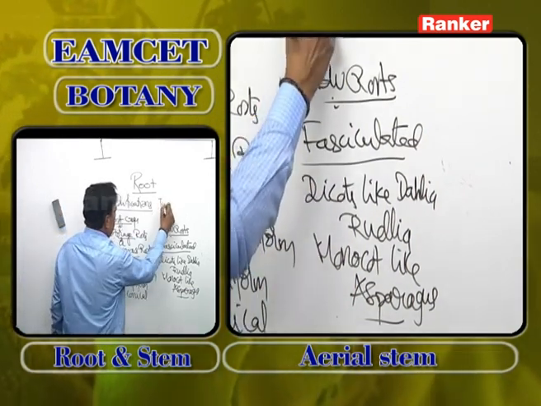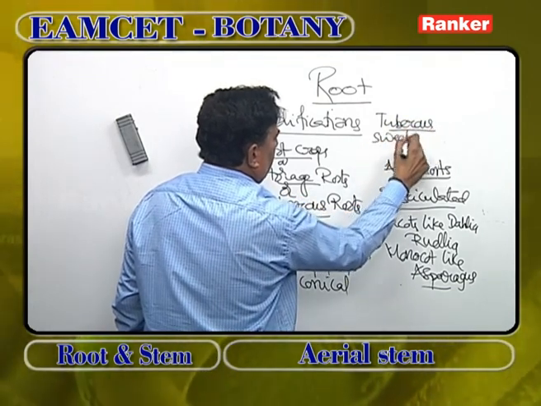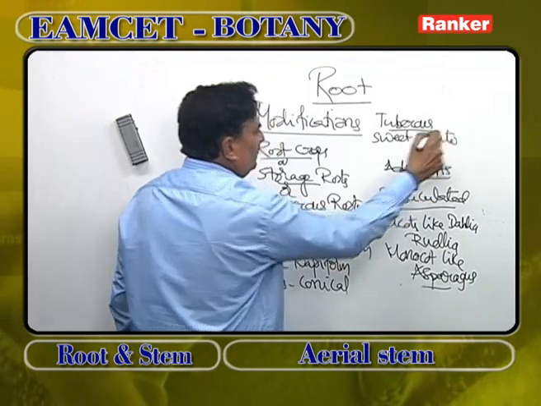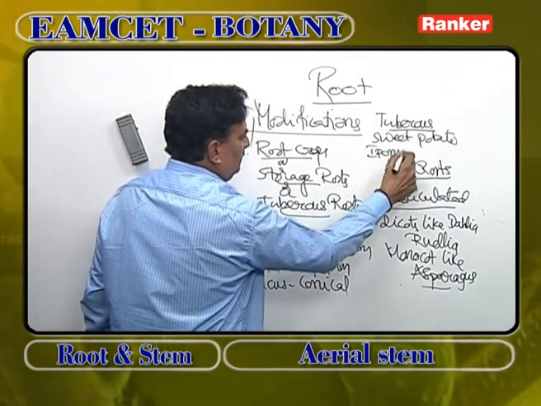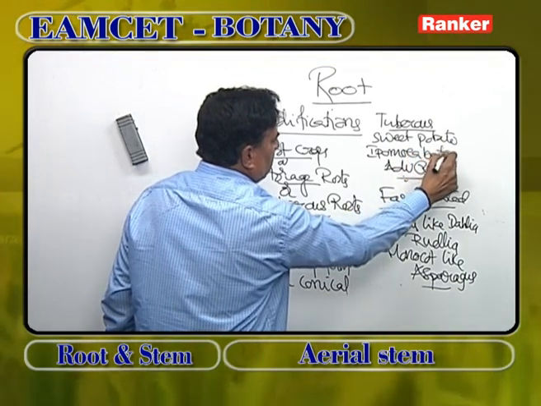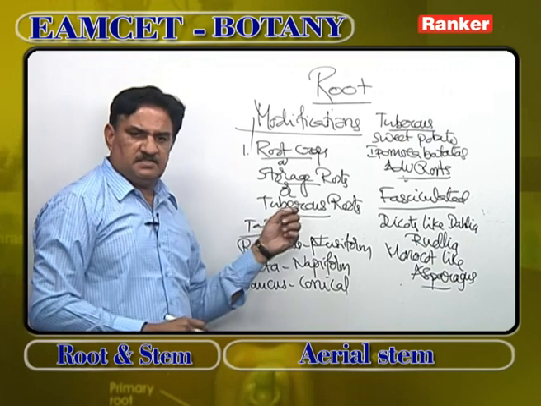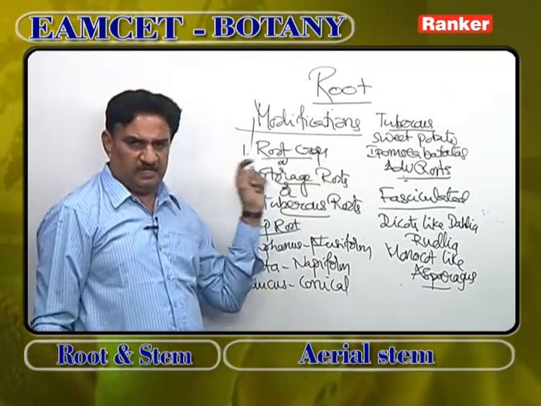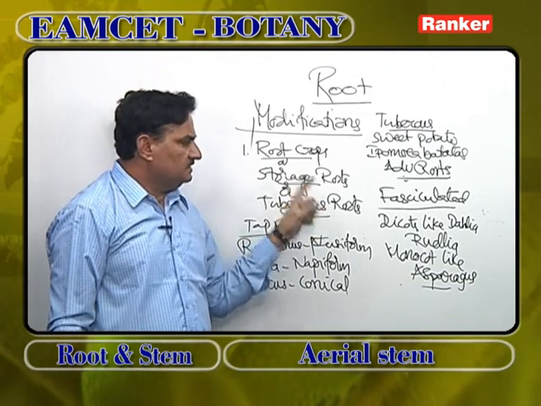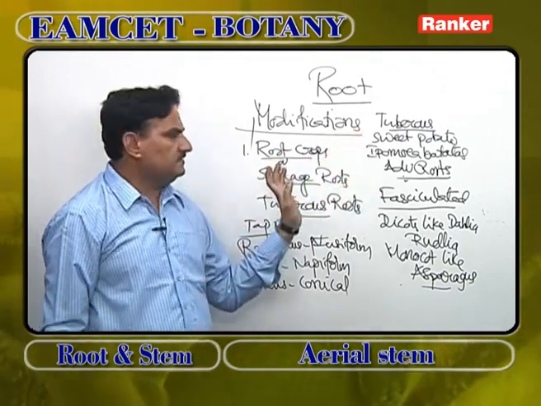Then tuberous roots. In a plant by name sweet potato, Ipomoea batatas, the botanical name is Ipomoea batatas. A single adventitious root stores food material and becomes tuberous. Only one adventitious root will be there. That single adventitious root stores food material and becomes tuberous.